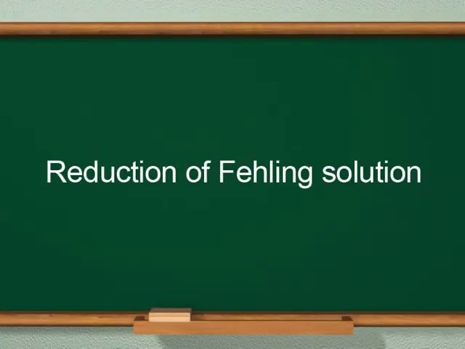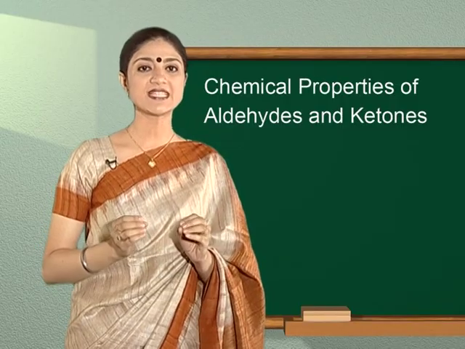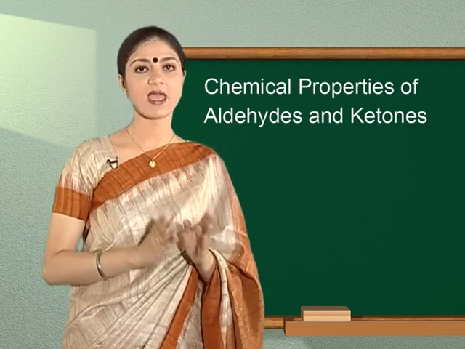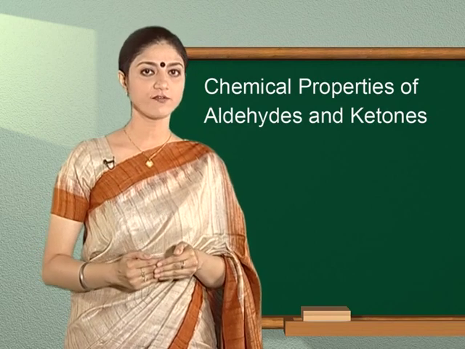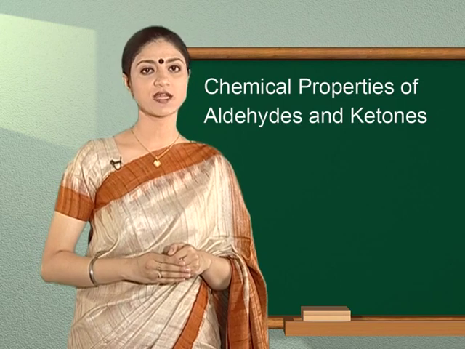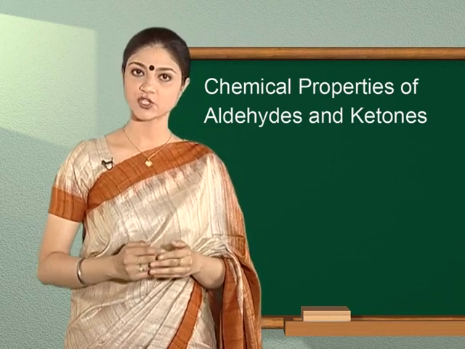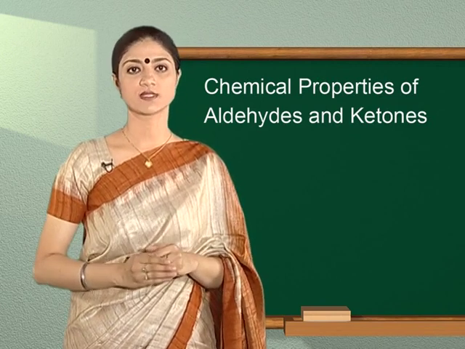Let us now learn about reduction of Fehling solution. Do you know about its color? It is a deep blue solution obtained by mixing Fehling A and Fehling B. Fehling A is formed of copper sulfate solution and Fehling B is formed of sodium hydroxide solution containing some Rochelle's salt, which is sodium potassium tartrate, in equal volumes.